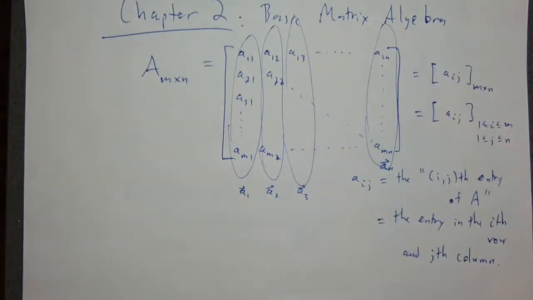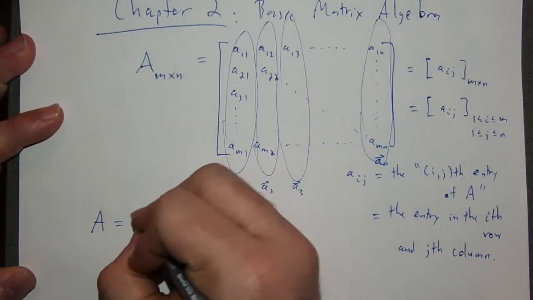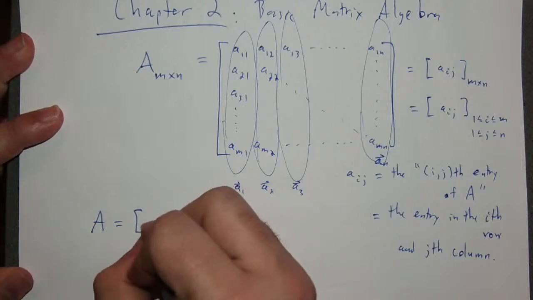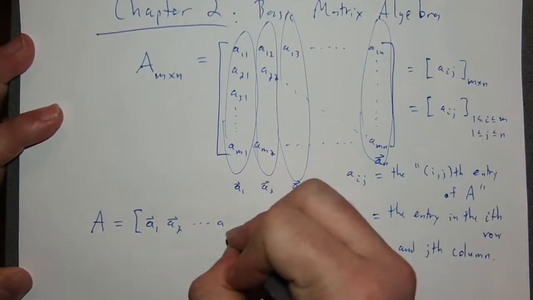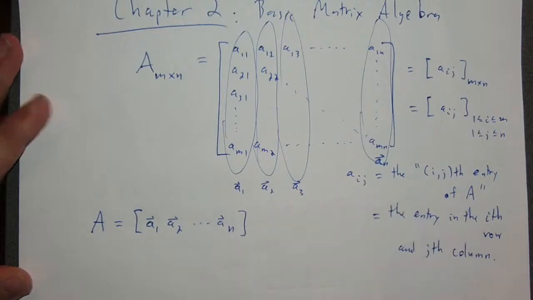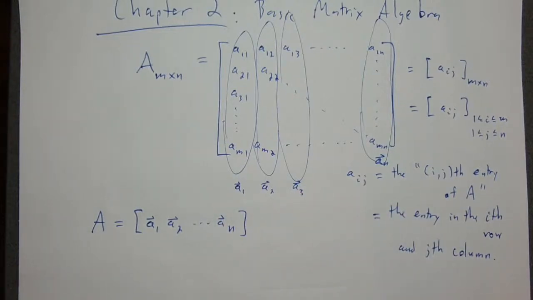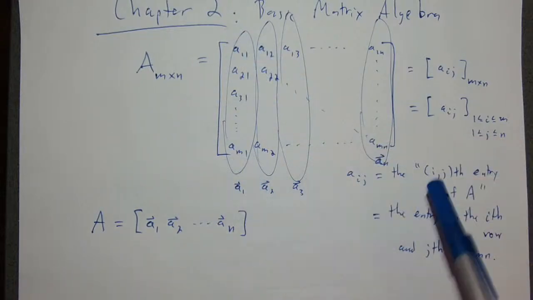So that another way of writing this A, this is something you've definitely seen before. So this is writing it as the matrix that has these vectors as its columns. Okay, so these are the columns of A. So this is just another way of doing this. Okay, so m rows, n columns.